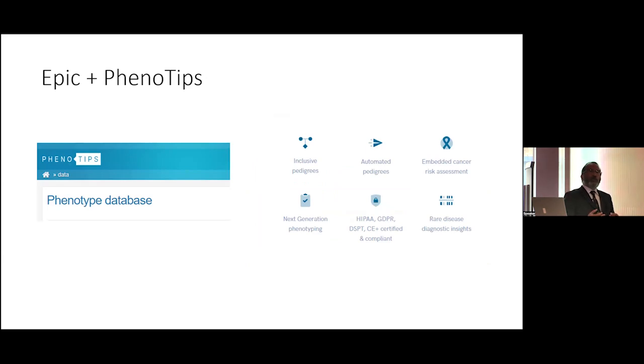So a decision was taken to acquire the paid-for software called Phenotips as well, which can draw complex pedigrees. It can enable cancer risk calculations, and it can also provide rare disease diagnostic insights. So it can pull in differential diagnosis from the phenotype and help with the diagnosis.